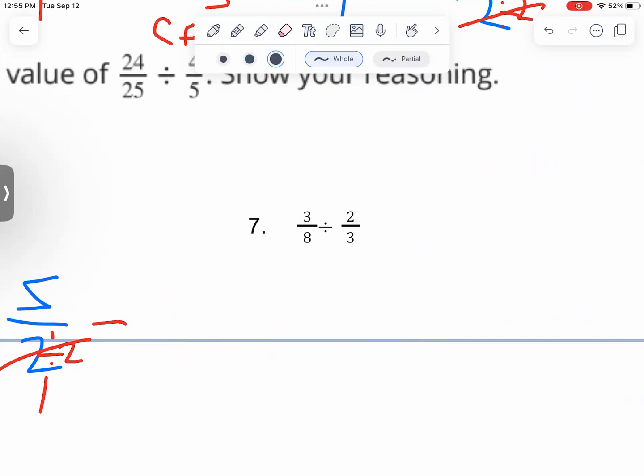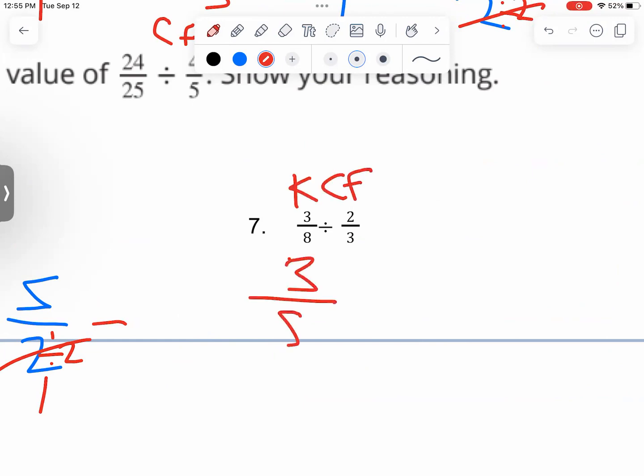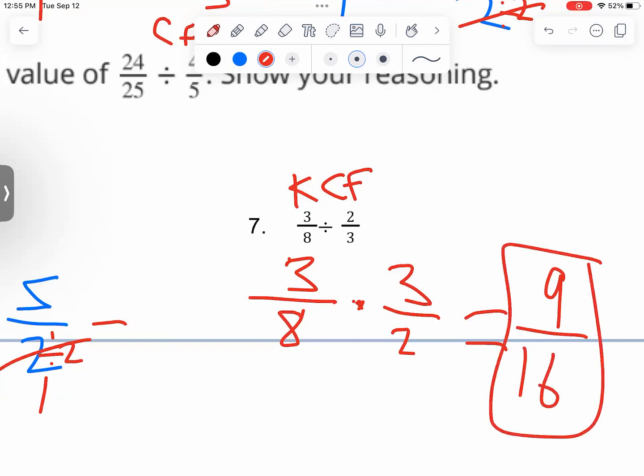Then the last one, I put a fraction divided by a fraction. So here we have just starting out with KCF, nothing else to do. So 3/8 times 3/2. I put this one on here just so you remember that you can't always simplify before you multiply. So that was just going to be 9/16, which doesn't reduce.